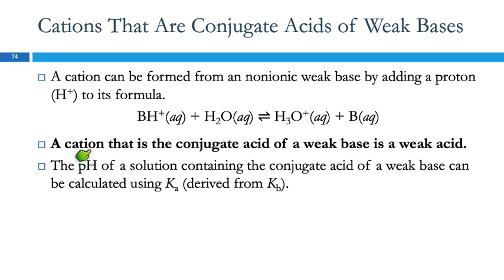If we have a cation that is the conjugate acid of a weak base, then it acts as a weak acid. A cation can form from a non-ionic weak base by adding a proton to its formula. So that's where we got the NH4 plus, it'd be like NH3 plus a proton in the previous example. In order for this to act as an acid, it has to be able to donate a hydrogen to water and form hydronium ion plus the original base back.